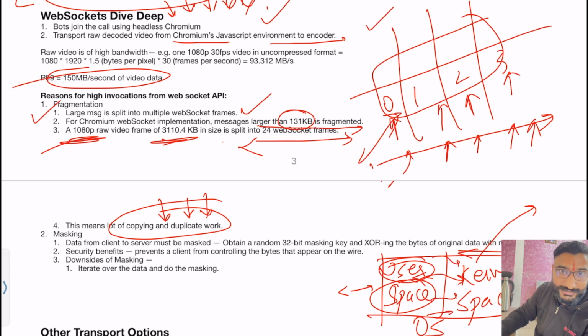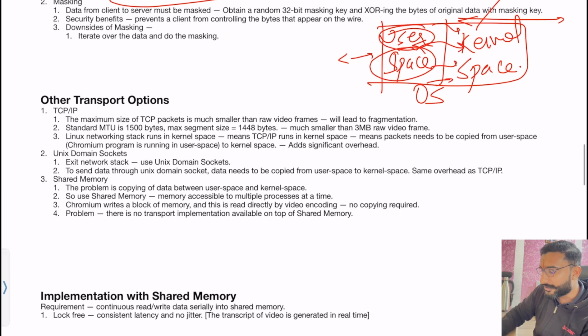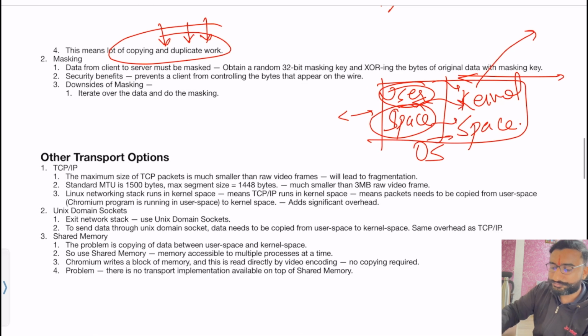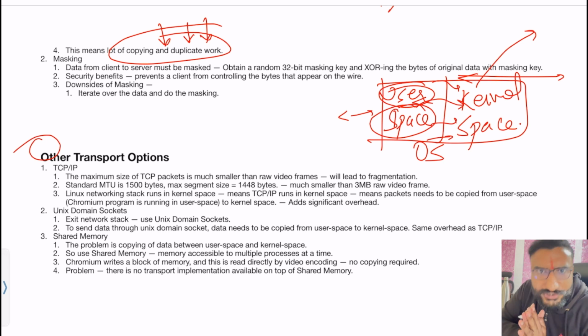When I say masking, again, you will have to iterate over each and every byte and mask that data. So these two are basically causing the issues, and we have to fix that somehow. What could be the other transport options? We mentioned that WebSocket is a problem because we have fragmentation and masking in place, which we can't skip. So we have to figure out some other transport options to resolve our issue.